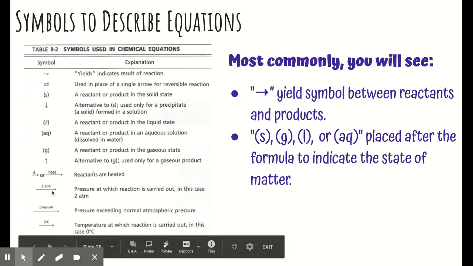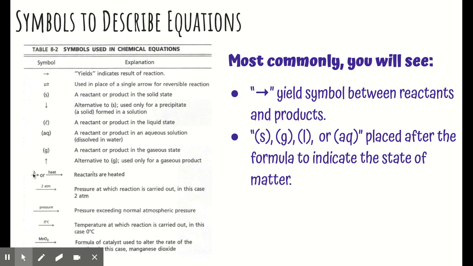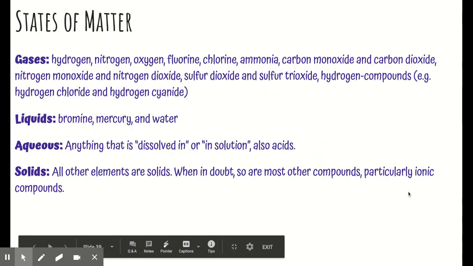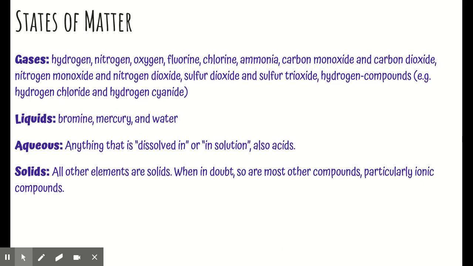So again, most commonly you might see heat, like if you had to burn it to make it happen, you would add in a little delta over the yield arrow or just write heat. But obviously yield will be popular, and you'll see solid, liquid, gas, aqueous as well. So here's how you know what state of matter it is. There's really not a great way to learn these other than just using them a lot and memorizing them.